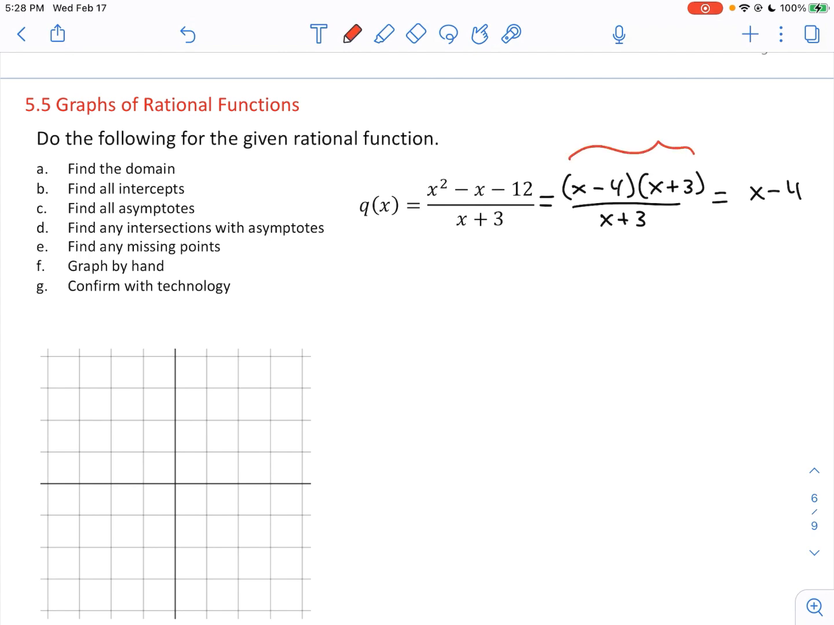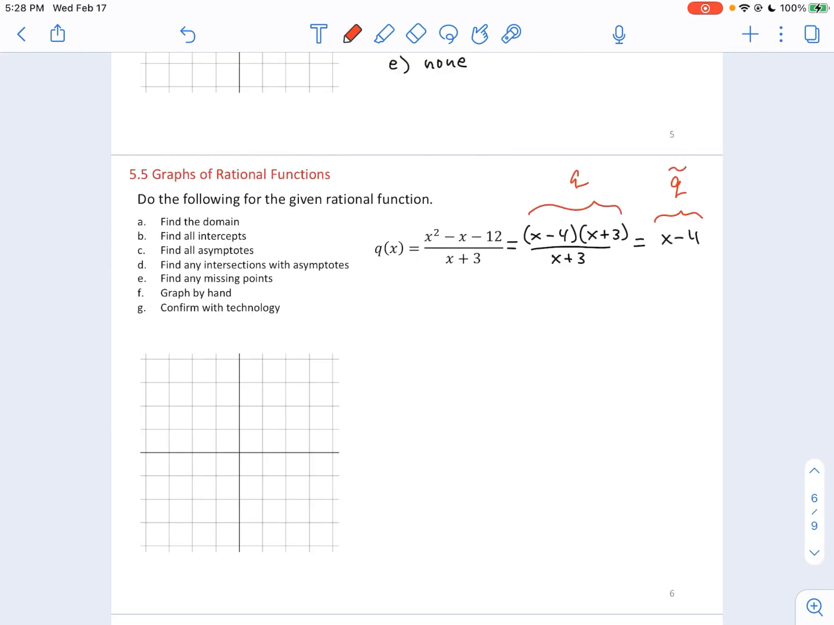This one here is still q function, but this one here is q tilde. It's the simplified version. Really what we're graphing here is the simplified version, which is just x minus 4. Every block vertically and horizontally is 2. So x minus 4 has a y-intercept of -4 and a slope of 1. So our graph is just that line.